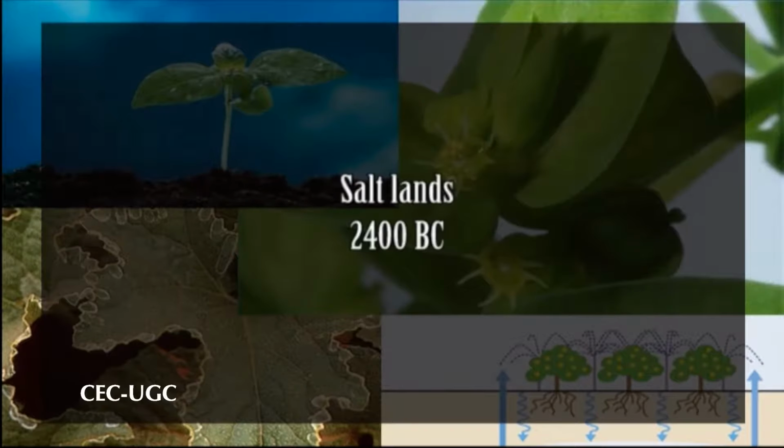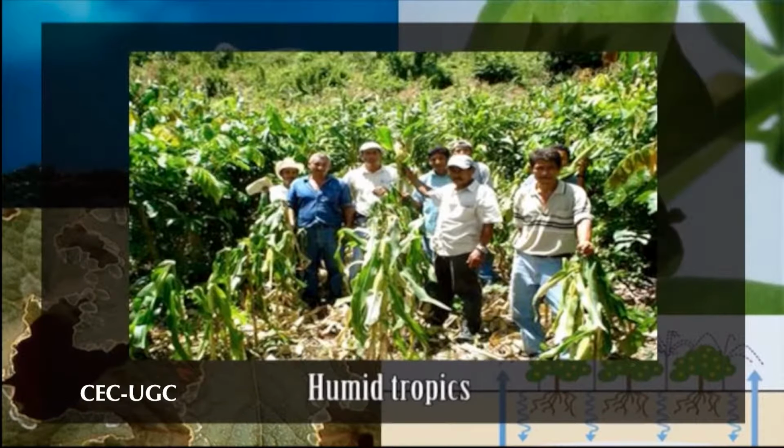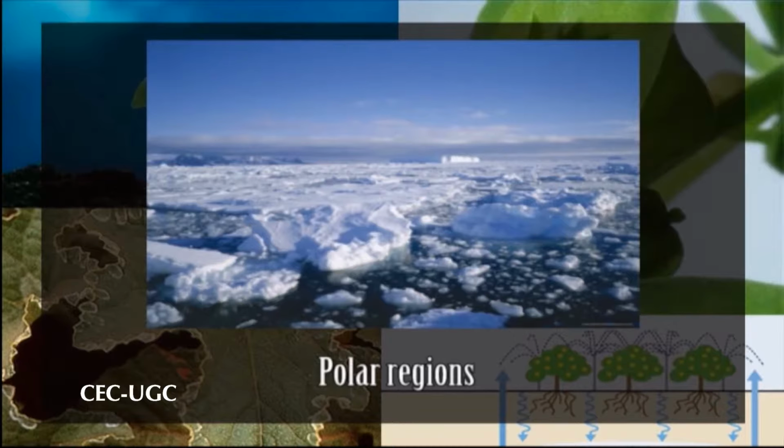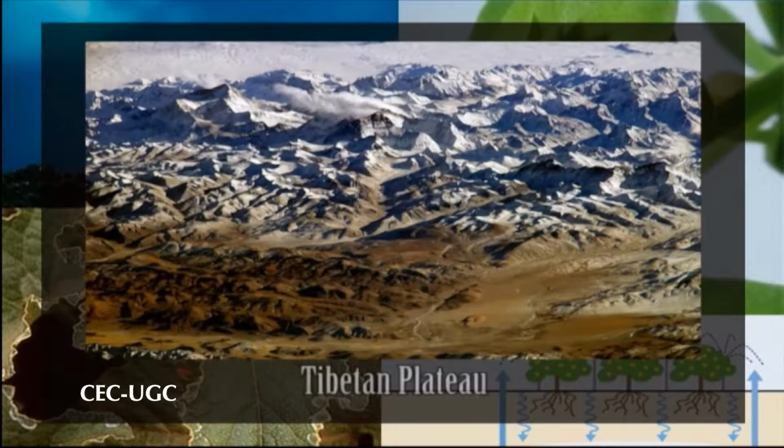The earliest written account of salt lands dates back to 2400 BC and was recorded in the Tigris-Euphrates alluvial plains of Iraq. Salt-affected lands occur in practically all climatic regions from the humid tropics to the polar regions. Saline soils can be found at different altitudes, from below sea level, for example around the Dead Sea, to mountains rising above 5000 meters such as the Tibetan Plateau or the Rocky Mountains.